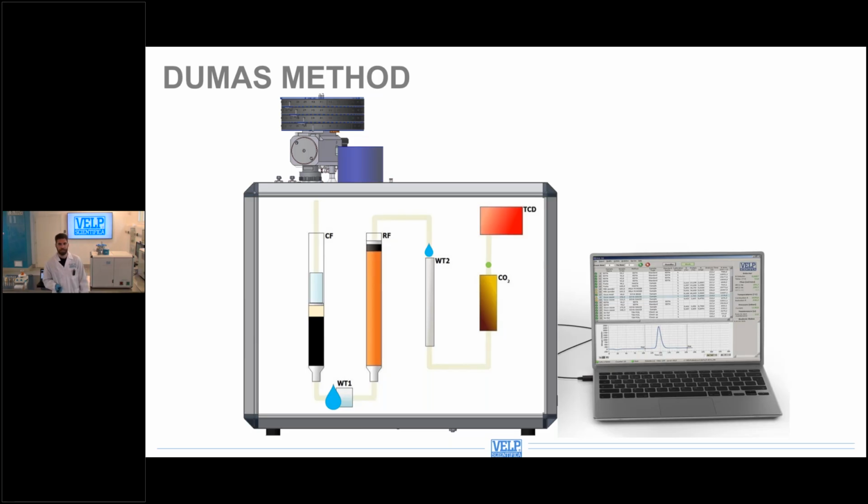Before arriving at the TCD, the CO2 is removed by the CO2 traps. These are molecular sieves that at room temperature are able to capture the carbon dioxide and release it when heated. So only elemental nitrogen will arrive at the thermal conductivity detector. These steps take around 3 minutes.